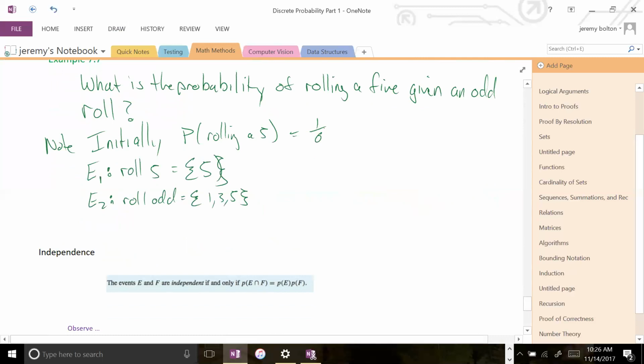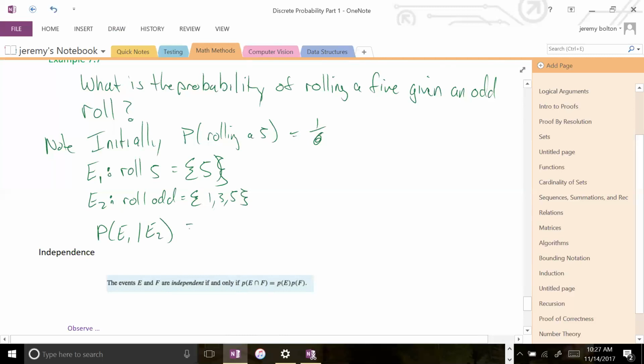So note that our sample space no longer has a cardinality of 6, because we've eliminated three of the outcomes, all of our even outcomes. Now we're just left with the odd outcomes. Given that E2 has occurred, we've gained some information, so we can update our probabilistic estimate of E1. Given that we know we've rolled an odd number, given we know that event 2 has occurred, what is our new probabilistic estimate of E1, and so what is P of E1 given E2?